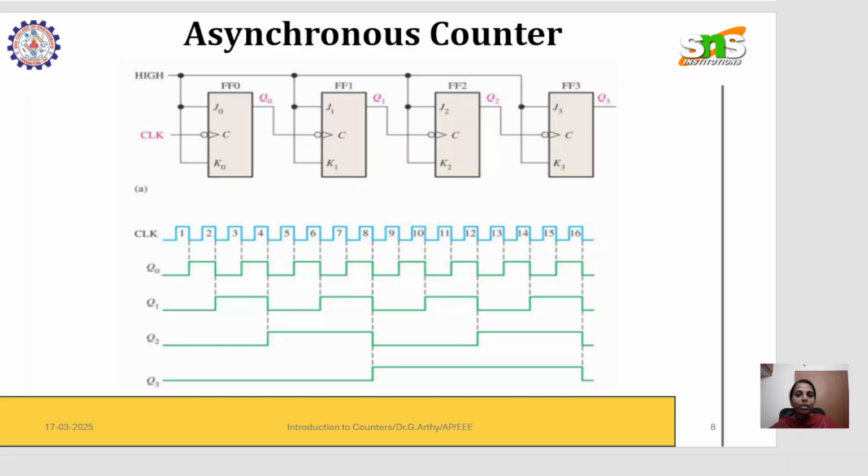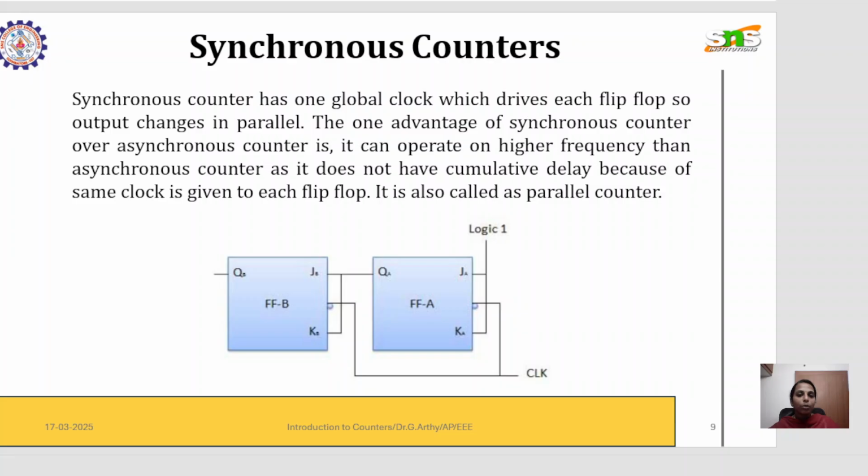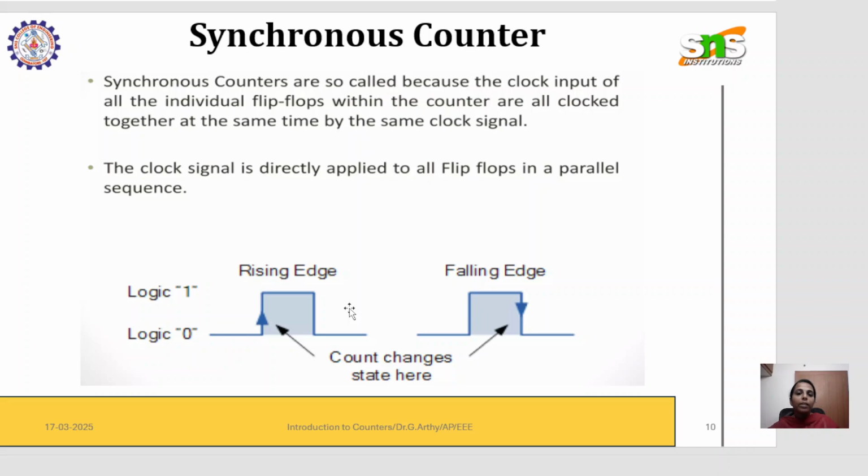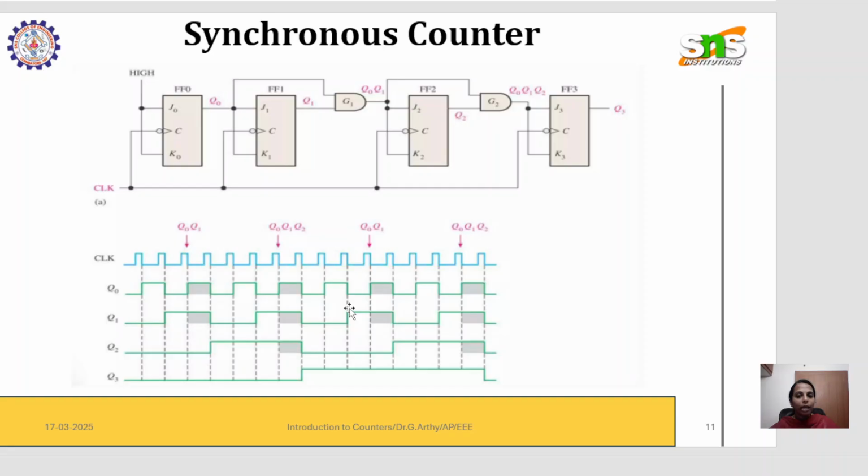This is the asynchronous counter. Coming to the synchronous counter, it has one global clock. This is again the simplest diagram. This is the main clock, which is given simultaneously to this flip-flop as well as this flip-flop. This is a synchronous counter. It is also known as a parallel counter since the clock is given to all the flip-flops in parallel, or simultaneously. In synchronous counters also we have leading edge or trailing edge, so both positive edge and negative edge triggered clocks can be used.